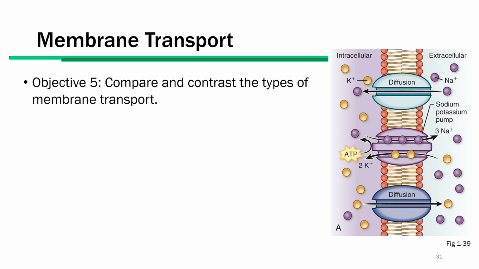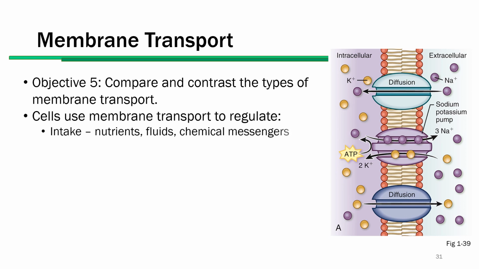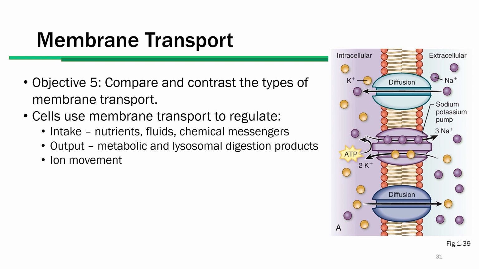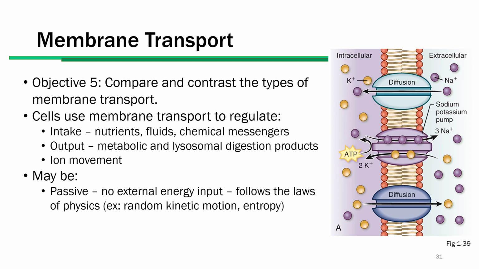Objective 5, compare and contrast the types of membrane transport. Cells use membrane transport to regulate the intake of nutrients, fluids, and chemical messengers, the output of metabolic and lysosomal digestion products, and ion movements, sodium and potassium movements. All of that is regulated by membrane transport. It may be passive. If there's passive transport, that means we don't have to put in any external energy. There's still energy, but it's following the laws of physics. Random kinetic motion, entropy, those are what are driving passive transport.